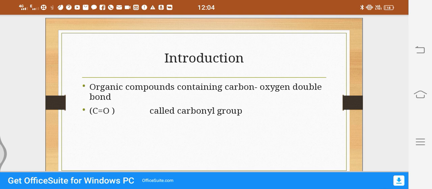In ketones, the carbonyl carbon is bonded to 2 alkyl or aryl groups, either identical or different. That means R is equal to R or R is not equal to R dash. It is called the ketonic carbonyl group.